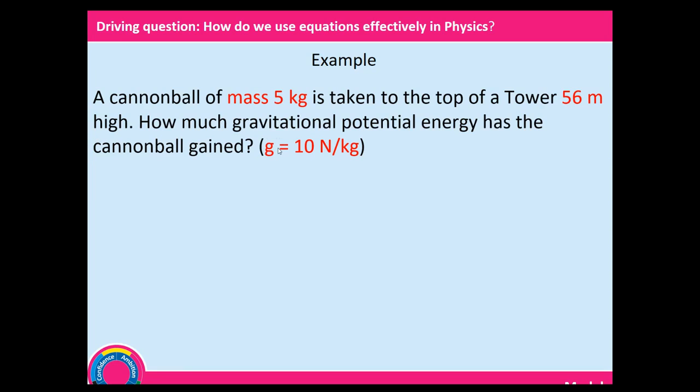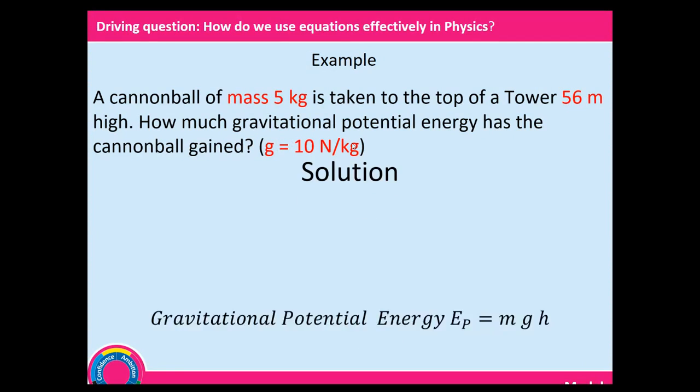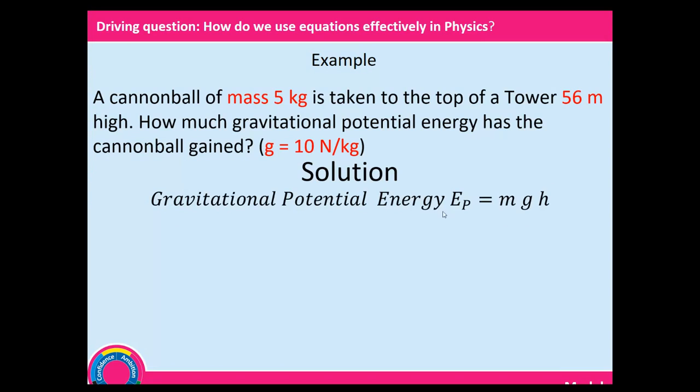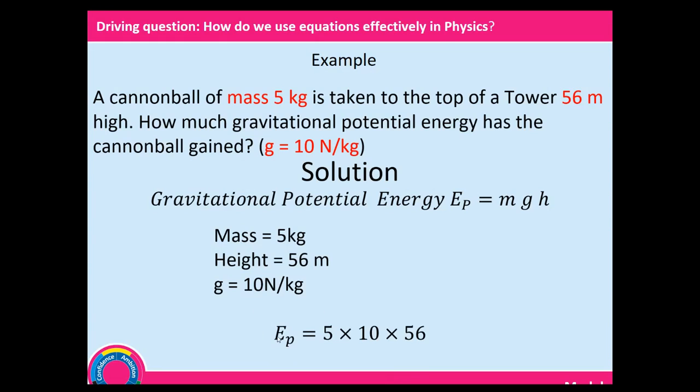And of course, g on Earth is 10 newton per kilogram. Write a formula down, EP equals mgh. We only use symbol form to save time or space now. Now, the mass, 5 kilograms. Height 56 meters, g 10 newton per kilogram. We've got the three quantities. We just substitute into our equation. EP equals the 5, which is the mass, multiplied by 10, which is g, and 56, which is h.